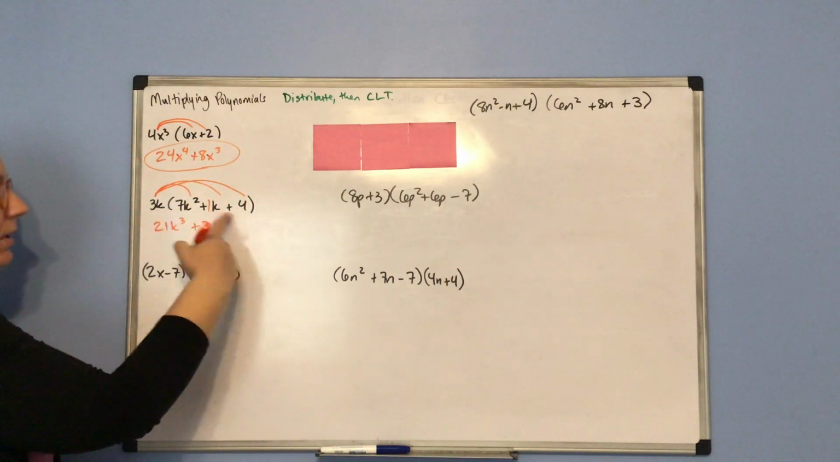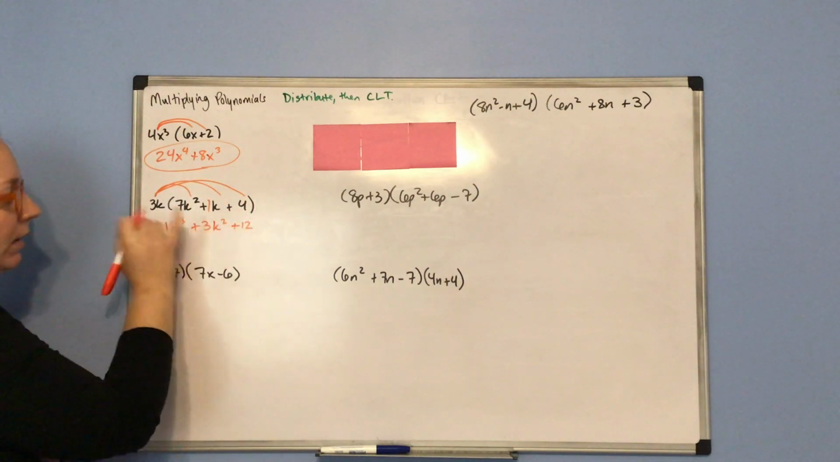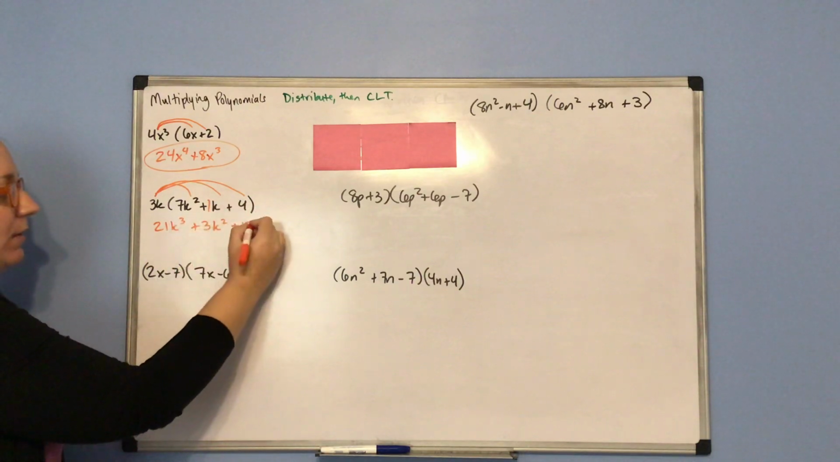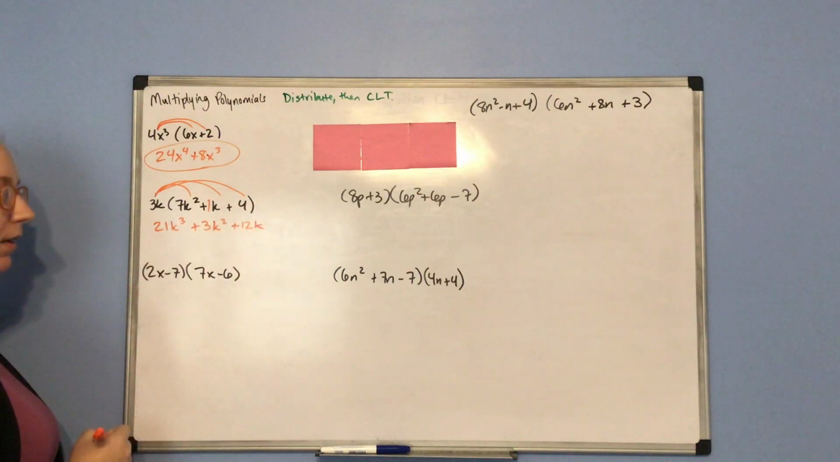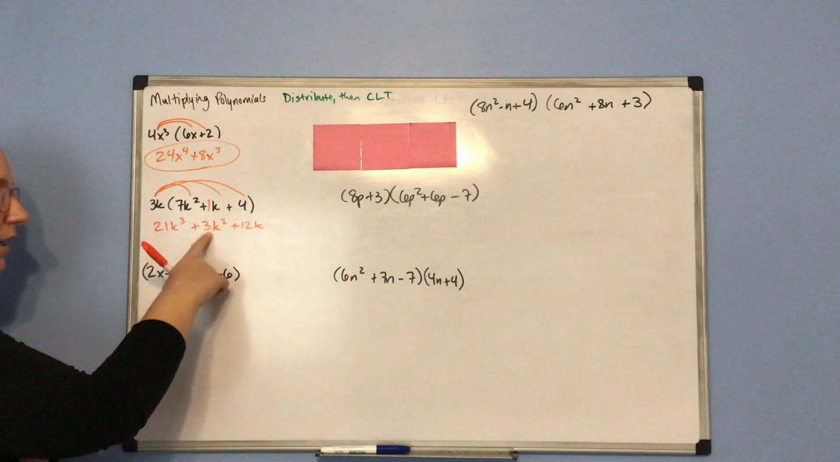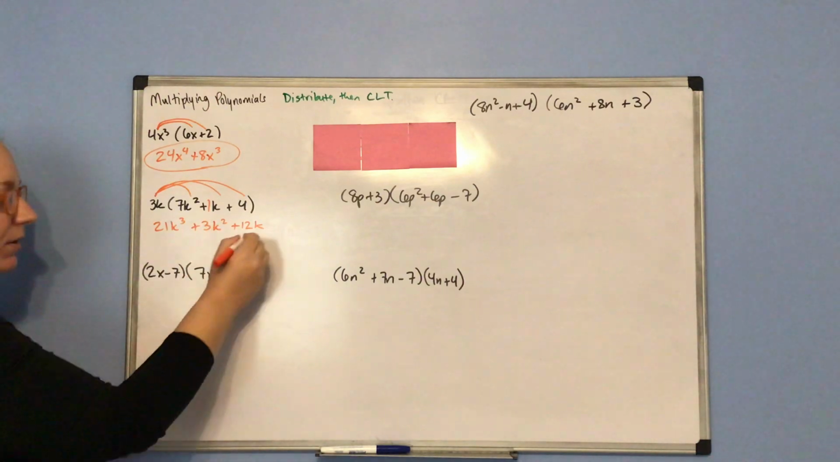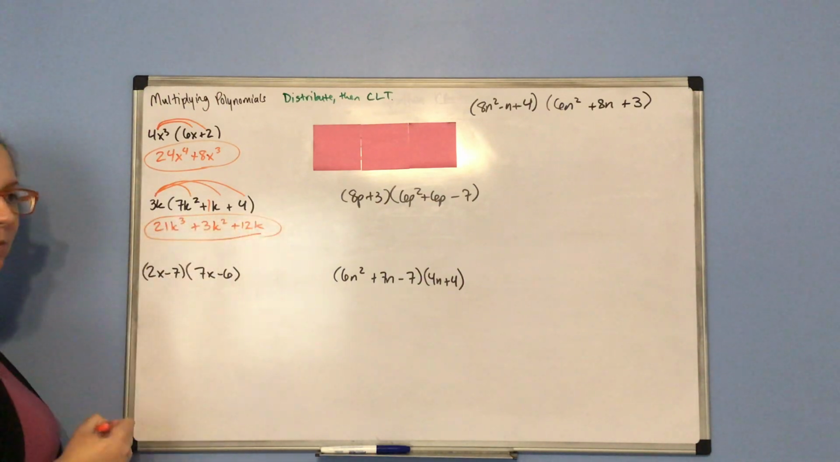Last but not least, 3 times 4 is 12. And between these two things, the only thing we have is a regular k, so just regular k there. Once again, these are not like terms because they all have different exponents. So this right here is my final answer.